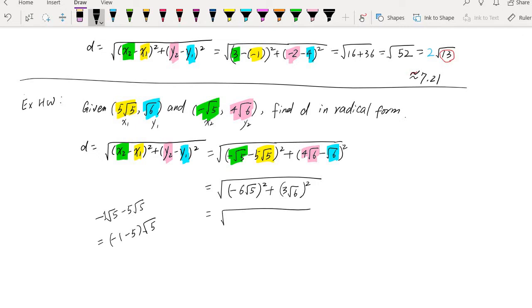And then -6 squared is just going to be 36. 36 multiplied by the square root of 5 squared, which is just 5. Again, you can plug this into your calculator, that's totally fine. Then here we're going to have 3 squared, that will be 9, and then the square root of 6 squared will be multiplied by 6. This whole thing, you're going to get the square root of 234. So I'm going to look at 234. I have an even number, so I'm just going to break it down.